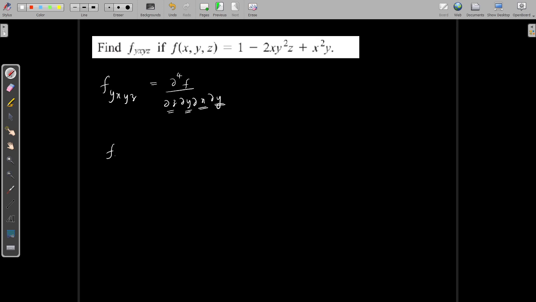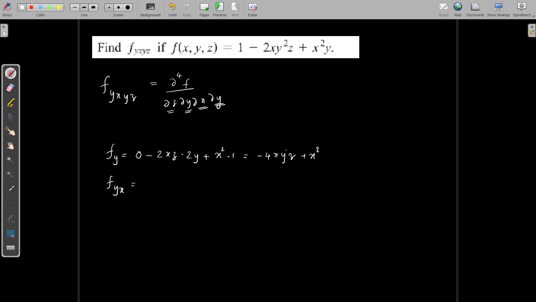First we evaluate fy, the derivative of f with respect to y. The derivative of 1 is 0, so the first term will be 0. In the second term we can consider 2xz as constant, so you can write z times the derivative of y square, that is 2y, plus the derivative of x square y. You can take x square as the constant, then the derivative of y is 1. So this gives the expression minus 4xyz plus x square. Now you evaluate fyx. What is fyx? Differentiate fy with respect to x.